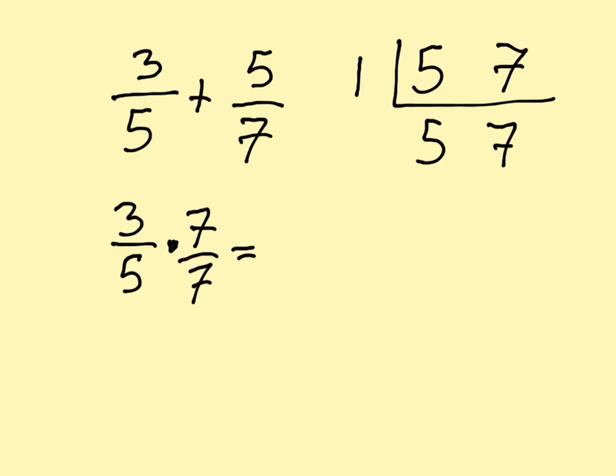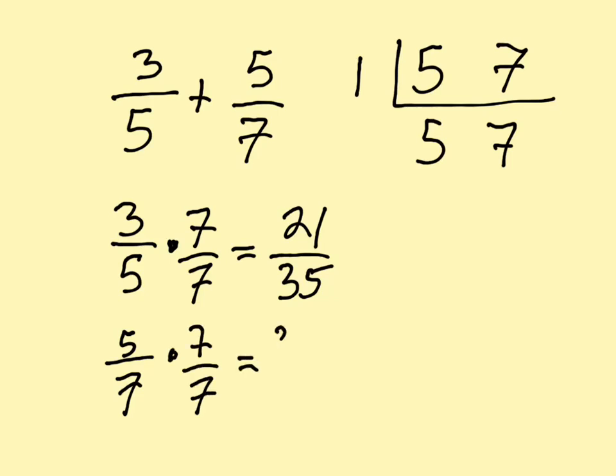3 times 7 is 21. 5 times 7 is 35. And then you have 5/7. We're going to multiply that times 7/7. And that's equal to 35. I multiplied by the wrong thing. See, even I make mistakes. I need to look diagonally. I need to multiply by 5/5. So that's 25/35. That's a lesson to not rush too much.